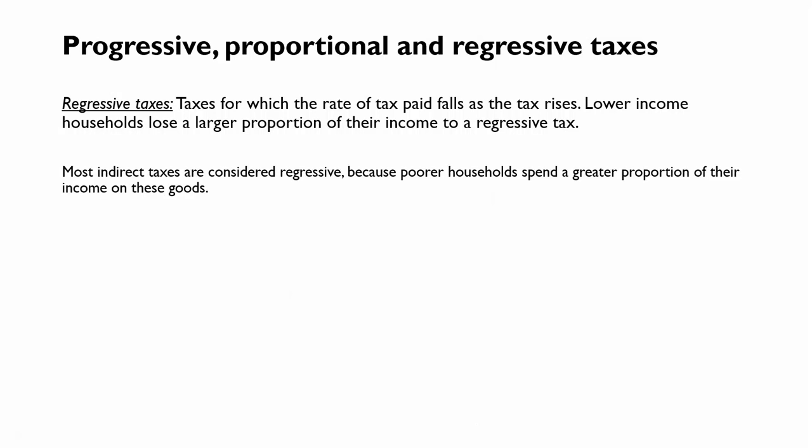We normally think about indirect taxes when we think about regressive taxes, because poor households are likely to spend a greater proportion of their income on these goods. So take, for example, alcohol or cigarettes. Poor households are more likely to spend a higher portion of their income on something like cigarettes. And that means that as a portion of their income, the amount going on that tax is greater.